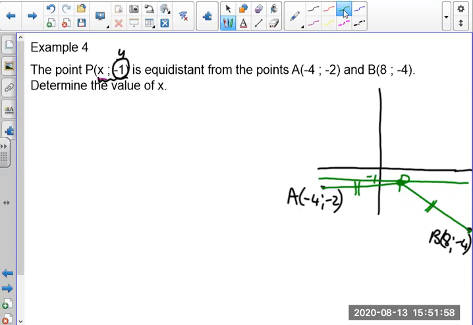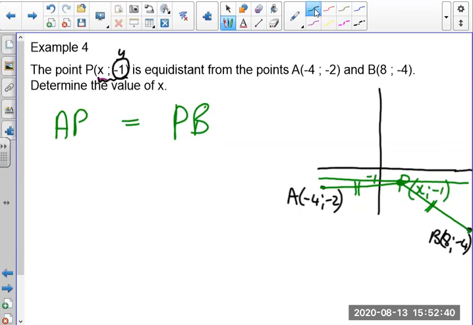So now let's calculate. Please don't use the midpoint formula, because those 3 points are not on the same straight line. So I must use the distance formula. Can you understand that the distance of AP will be equal to the distance between P and B? And I know that P is the point x and negative 1. So I'm going to use the distance formula.